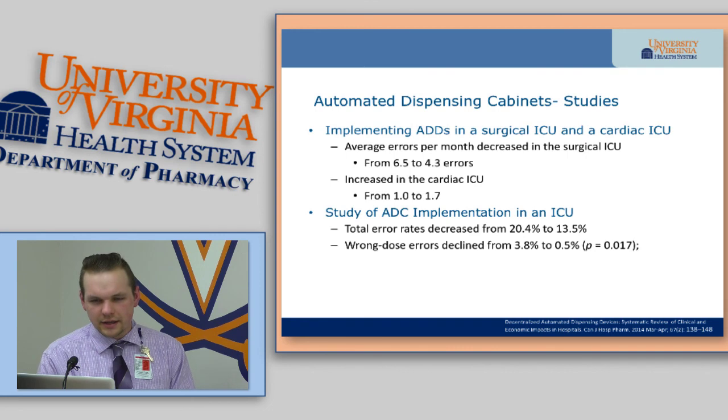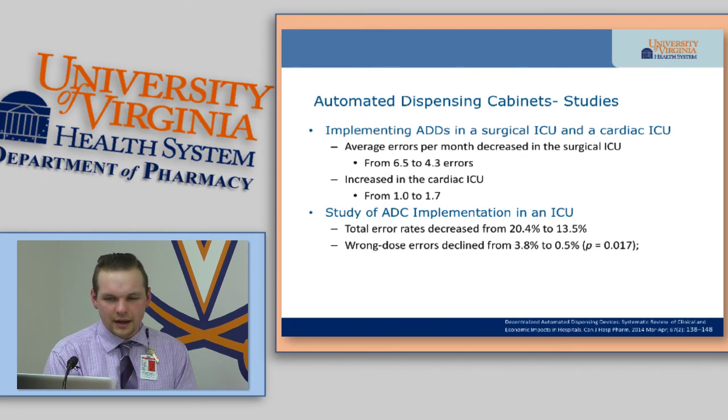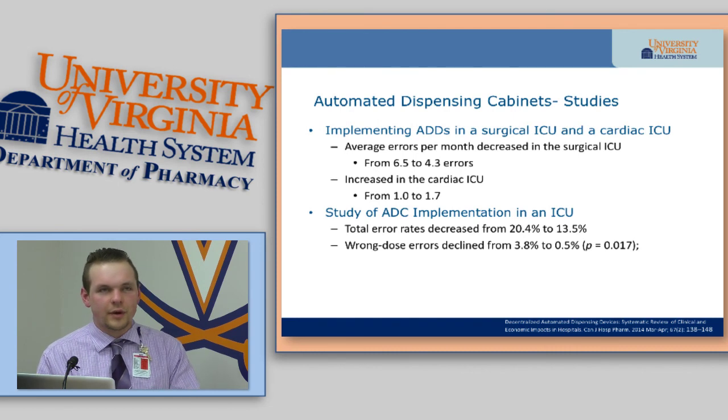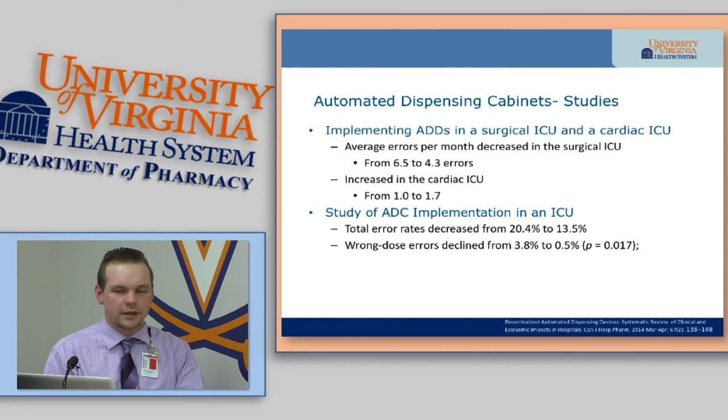Another noteworthy study was implementation of ADCs in a surgical ICU and in a cardiac ICU. I think this is an interesting and important study to point out because in the surgical ICU, the average number of medication errors per month decreased. However, in the cardiac ICU, the total number of medication errors increased. This really should just drive home the point that the technology is not inherently helpful. It's got to be strategically implemented and used.